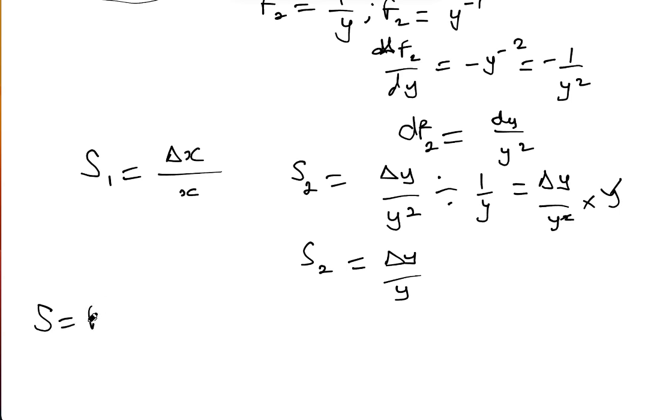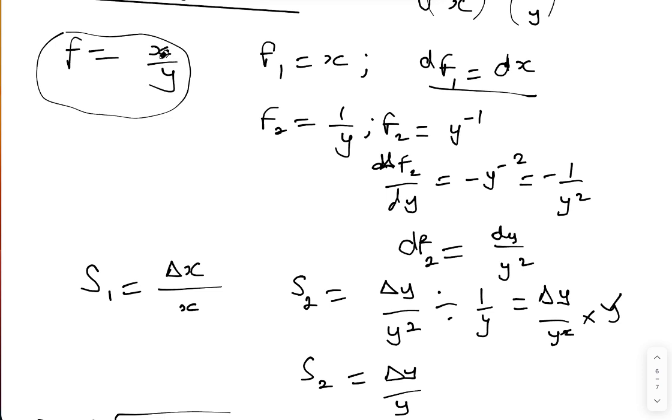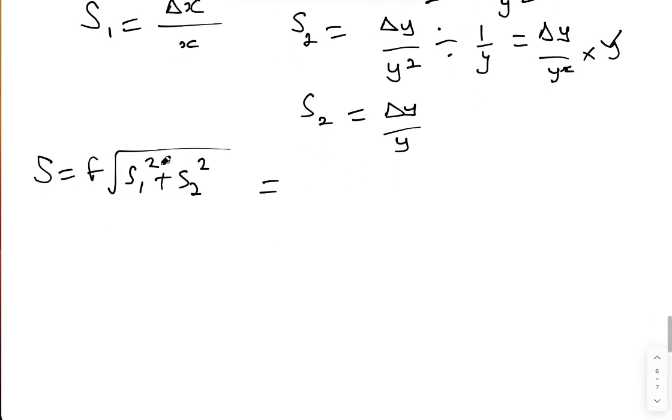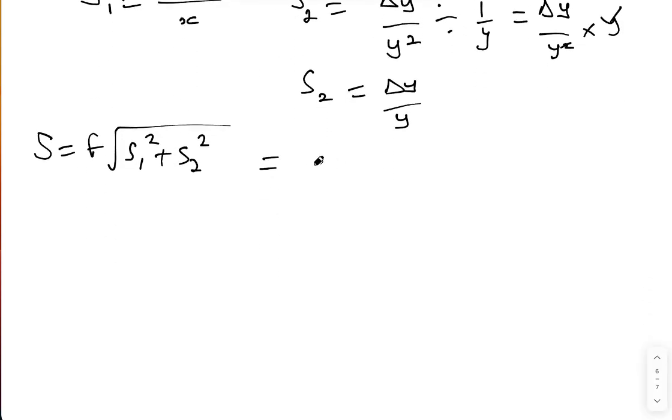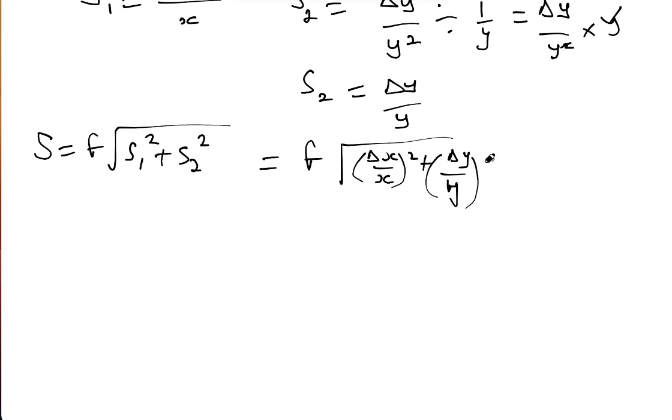Now that we know s1 and s2, we can use what I've taught earlier. S is always going to be f multiplied by the square root of s1 squared plus s2 squared. Don't forget what this f is. F is the actual original function, which is x over y. You can decide to leave it as f or just put x over y if you like. Then the square root of change in x over x squared plus change in y over y squared.